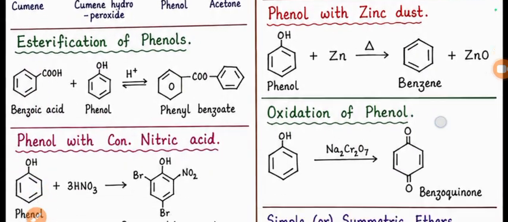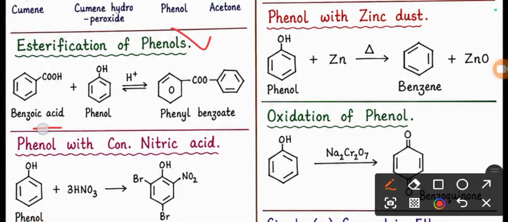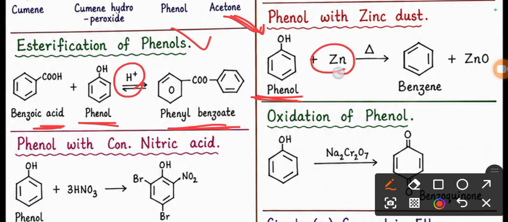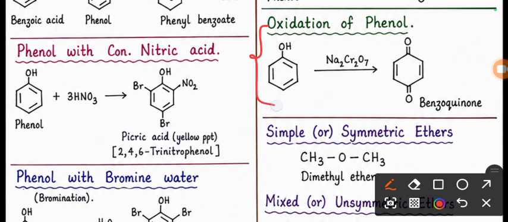Then another important reaction of phenol is esterification of phenol. Benzoic acid and phenol react in the presence of sulfuric acid to give an ester called phenyl benzoate. Then one more important 2 marks reaction is phenol with zinc dust. When phenol is treated with zinc dust, it gives benzene and zinc oxide. Another important 2 marks equation here is oxidation of phenol. Phenol, when it undergoes oxidation in the presence of sodium dichromate, gives benzoquinone.